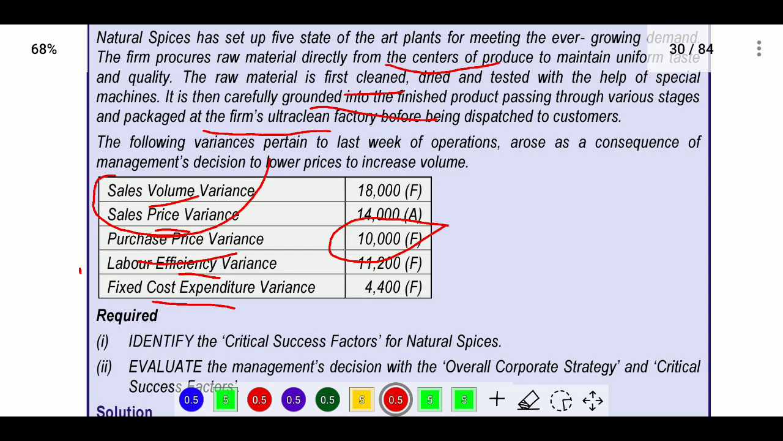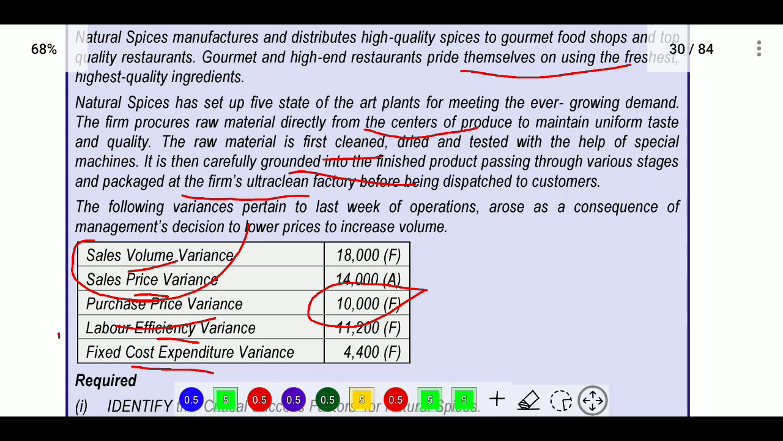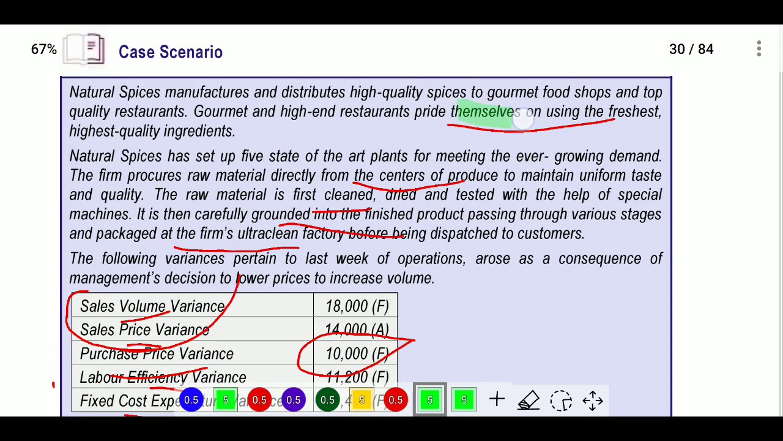Next, identify the critical success factors for natural spices. The critical success factor is that we are required to maintain the taste. In the first point only we discussed this. They use high-cost ingredients, so that is the success factor. The most critical factor will be natural spices quality.